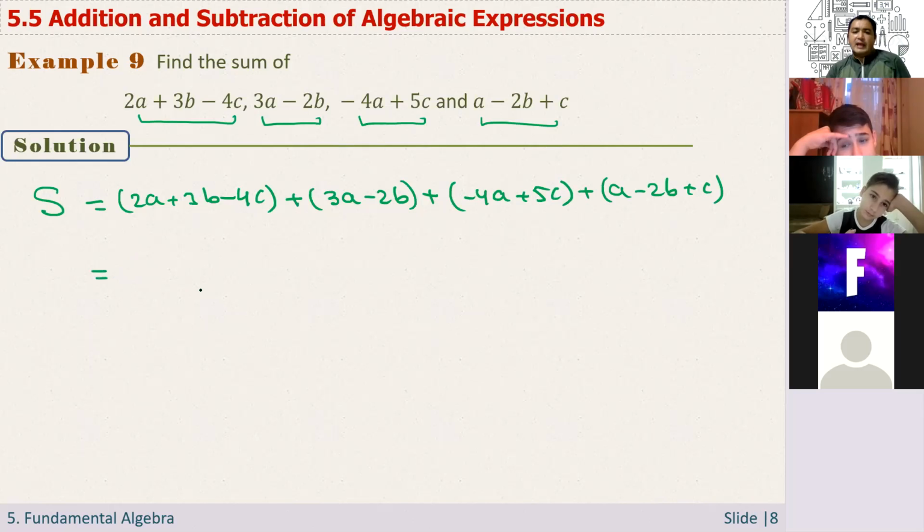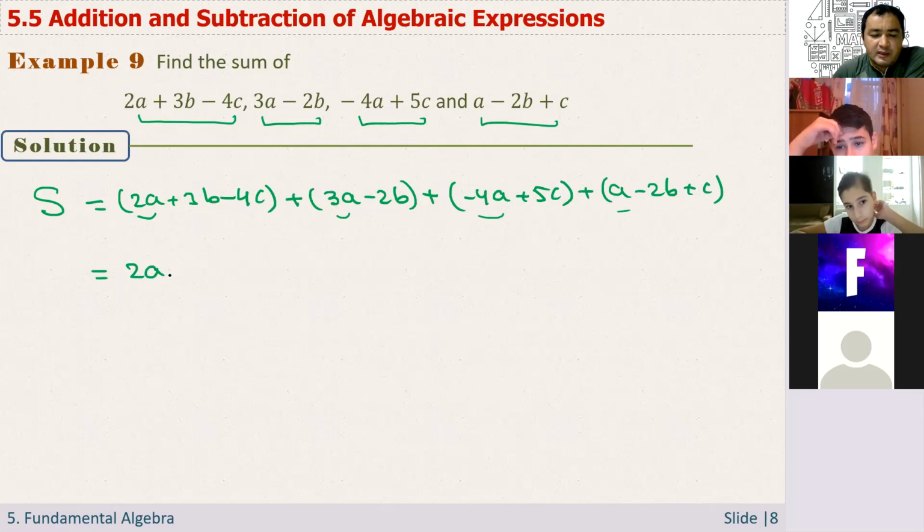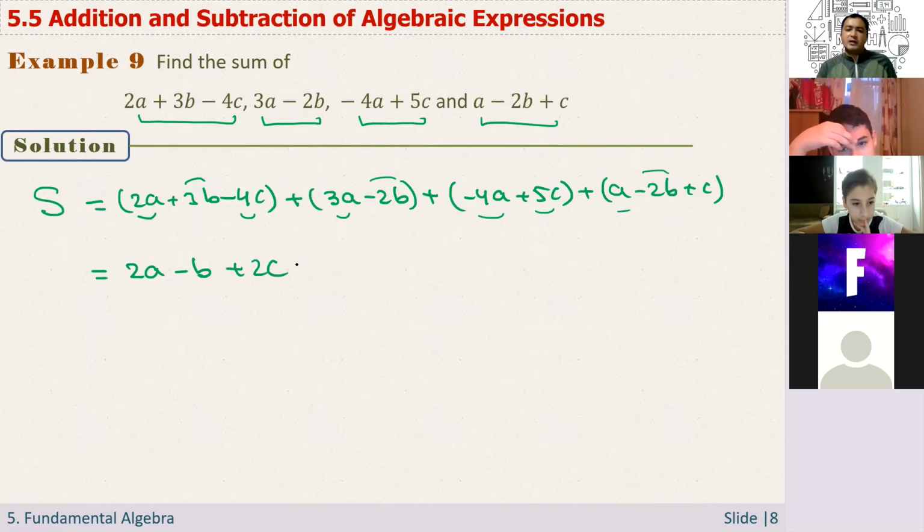Okay, Rahim, can you collect A's first? Quickly. 2A, 3A, minus 4A, and A. 2A plus 3A is 5A, 5A minus 4A is A, plus A is 2A. So we are done with A. How about B's? 3B minus 2B is B, and B minus 2B is minus B. So it is minus B. How about C's? C minus 4C, then we have plus 5C. That is 2C. Okay, that's it. That's how we work out these things.